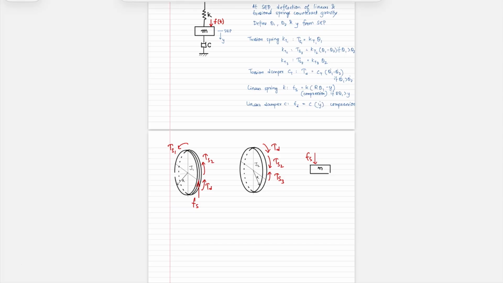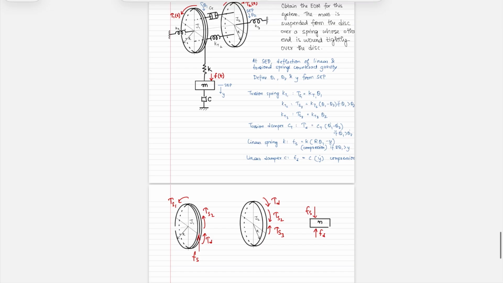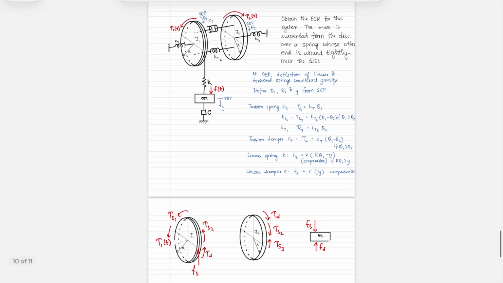Okay, so that was the force. Now we also have the damper that is experiencing compression, and the reaction of that would be in this direction on the mass. So we have Fd here. Those are all of the internal forces restoring. We also have external forces. So there is tau 1 of t, you have tau 2 of t, and you have F of t.